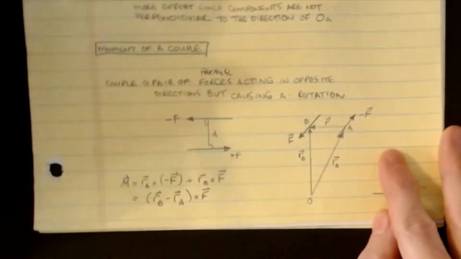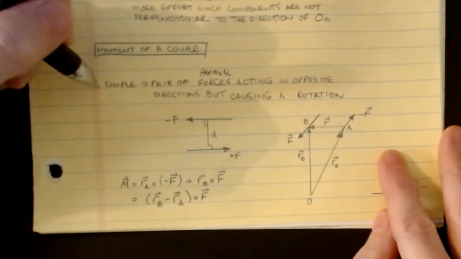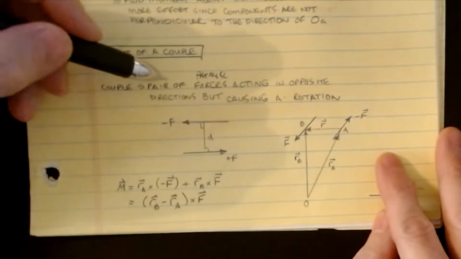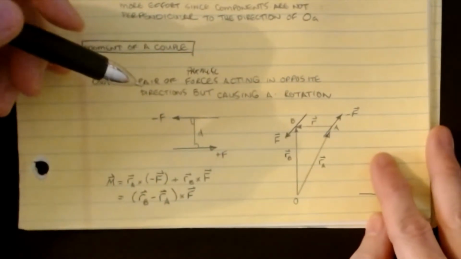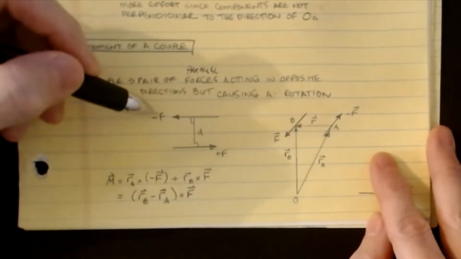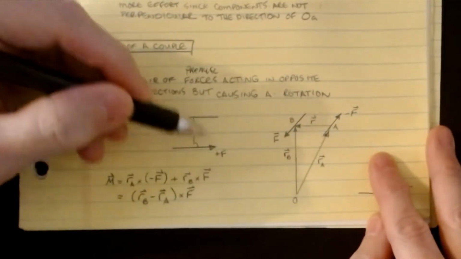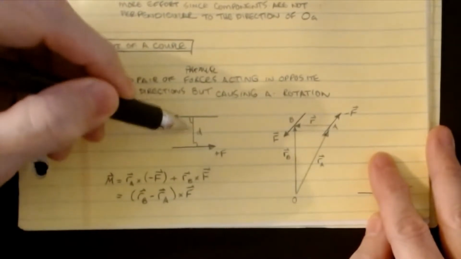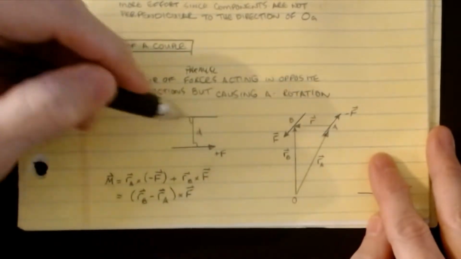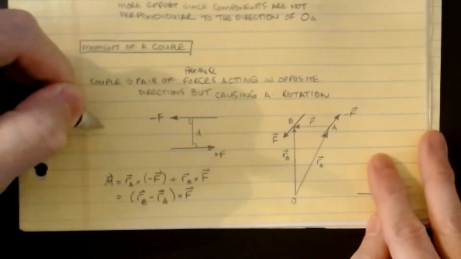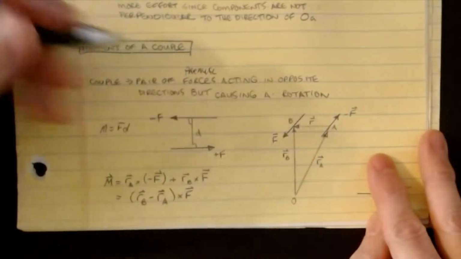All right, so if you recall from our introduction to moments video a little while ago, we defined a couple as being a pair of parallel forces acting in opposite directions but causing a rotation. The version I showed you early on was basically a simple two-dimensional sketch in which I had a force to the right and a force to the left, and they were separated by a distance. They're the same magnitude F, one positive, one negative, and that's a couple. And we said that we could calculate that M was equal to F times d. For that, again, d is perpendicular.